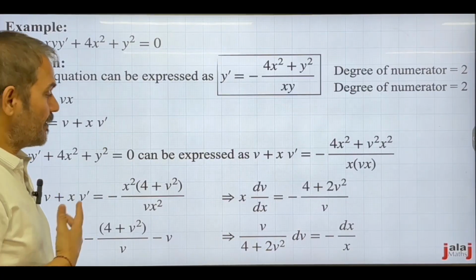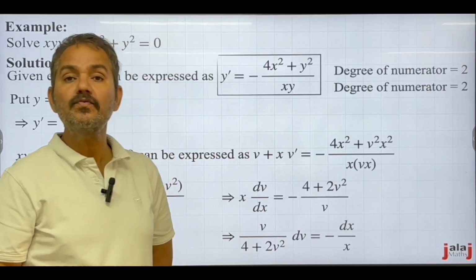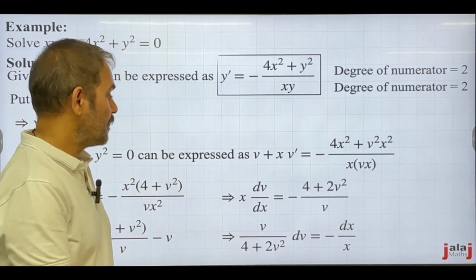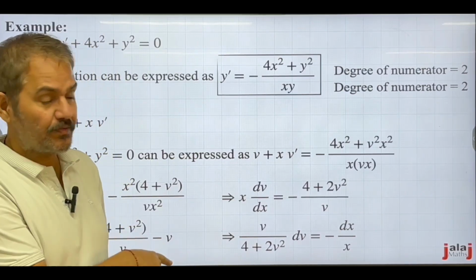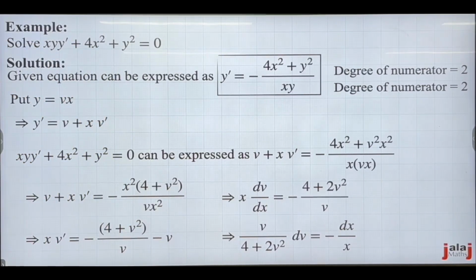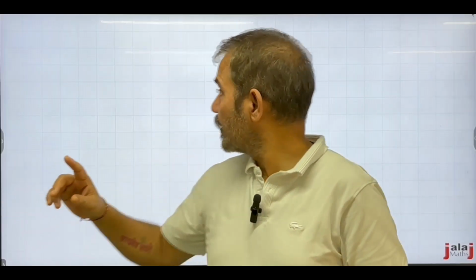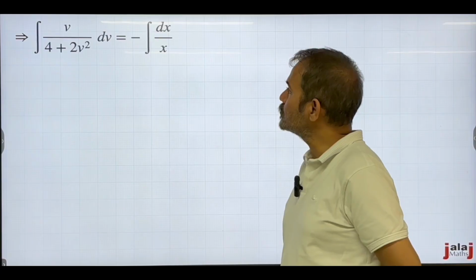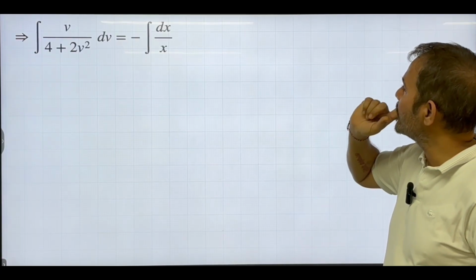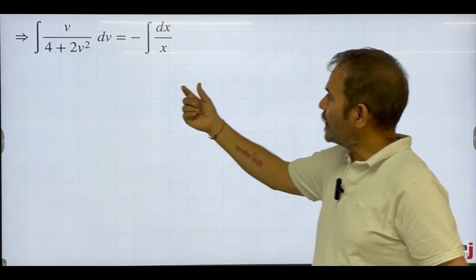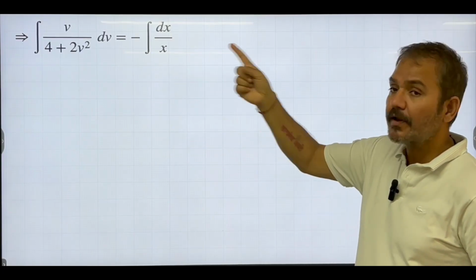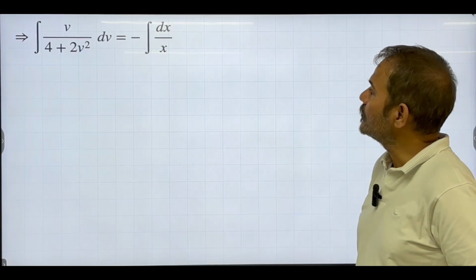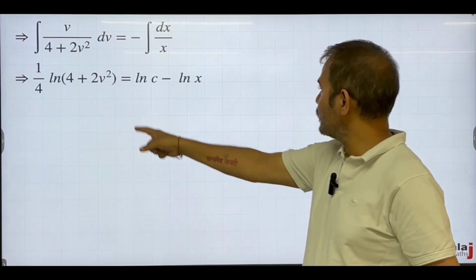Now again and again, over and over, I've been saying integration is really important. So make sure that you practice and revisit integration if you're finding it difficult to integrate after this step. So let's integrate this. Integrating, we get the integral of v over 4 plus 2v squared dv is equal to negative the integral of dx over x. Obviously, we'll be using integration by substitution on the left, and the right is directly ln x. So when we integrate with the substitution method, we get this.